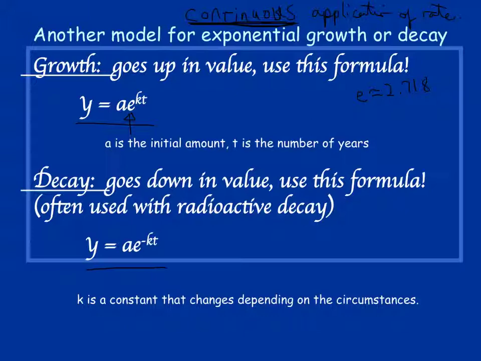A is still the initial amount. K is now just a constant. K, what is the meaning of K? It's just a constant that changes depending on the circumstances. Okay, so you'll either have to find K or use K, and K will be given to you. All right, and T is the number of years, or this could be just any unit. It could be years, months, it could be weeks, minutes, hours.